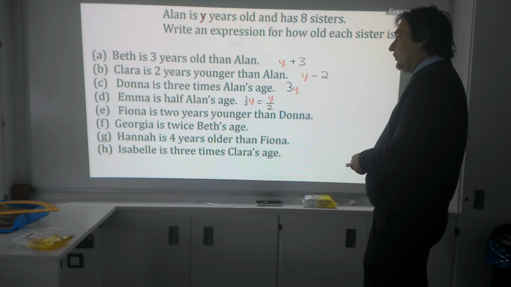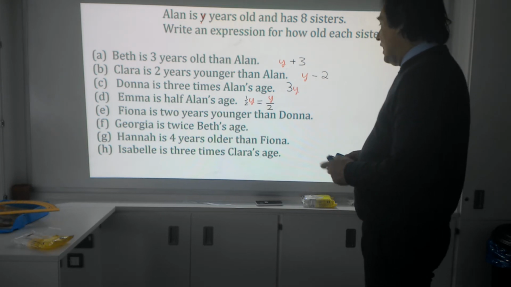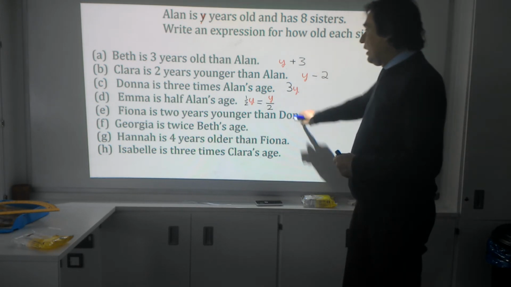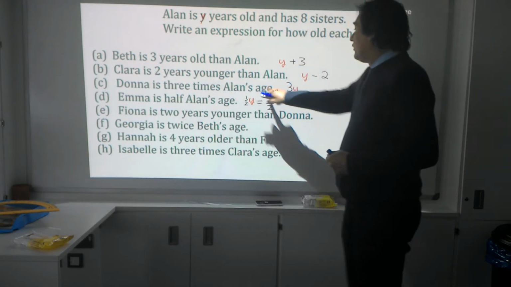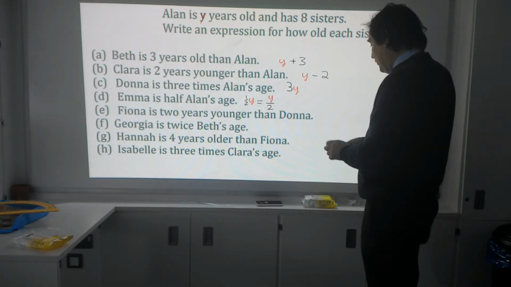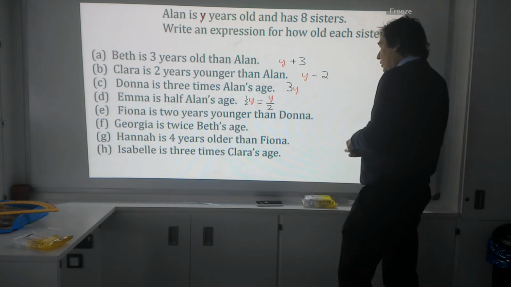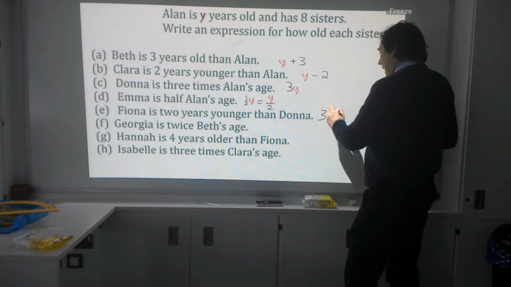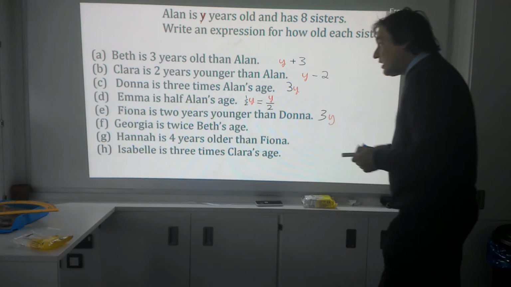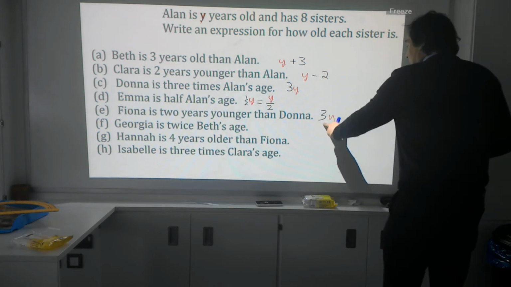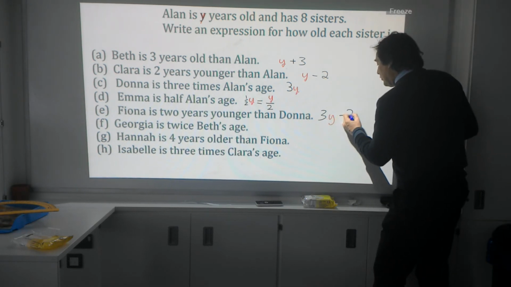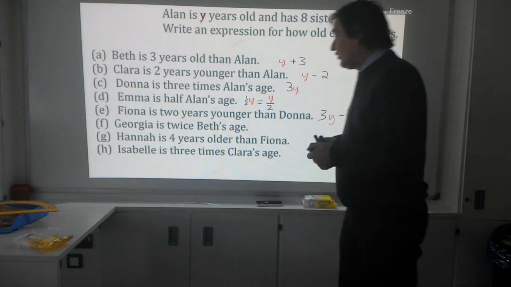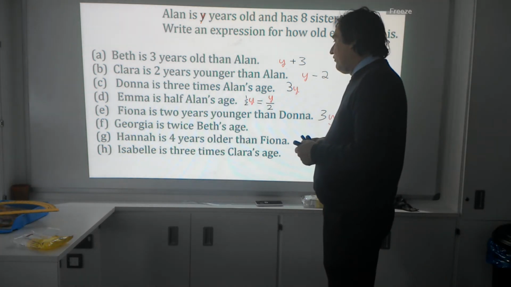Fiona is 2 years younger than Donna. So now this is where things get a bit complicated. So where's Donna gone? Oh, there she is. Donna is 3 times Alan's age, so Donna is 3Y. Let's start by writing out Donna, 3Y. And Fiona is 2 years younger than Donna. So there's Donna at 3Y, take away 2 and that gives you Fiona. So we've had to do this one in 2 stages.